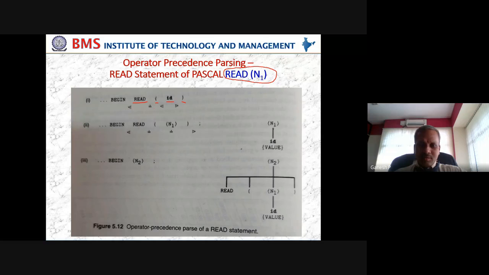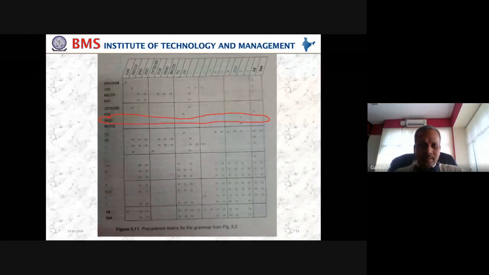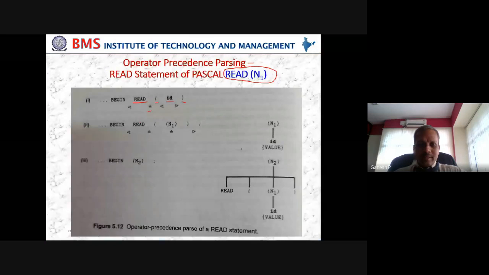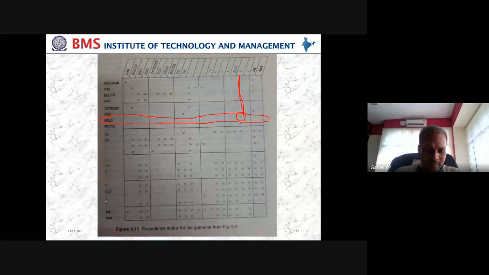Now the question is about the bottom-up approach. First write all these values, then figure out the equivalence, then we give the bottom-up approach. Between read and left parenthesis, what is the precedence level? Read up to the left parenthesis: read and left parenthesis have equal precedence, so I am going to put equal here. The next group is left parenthesis and id.